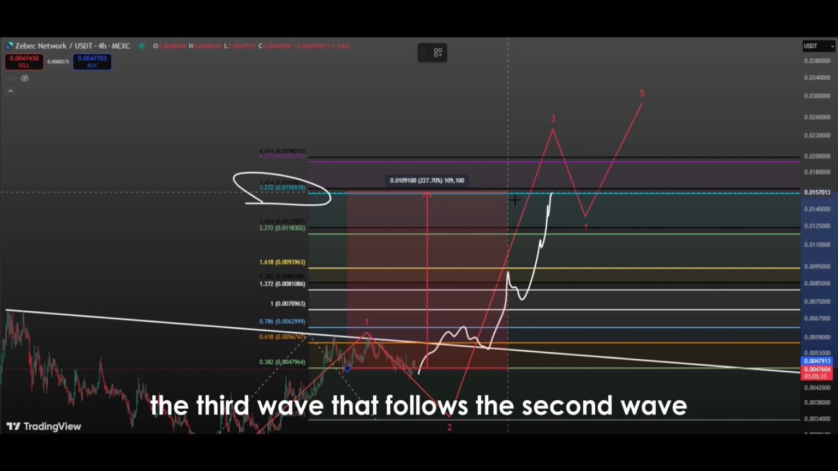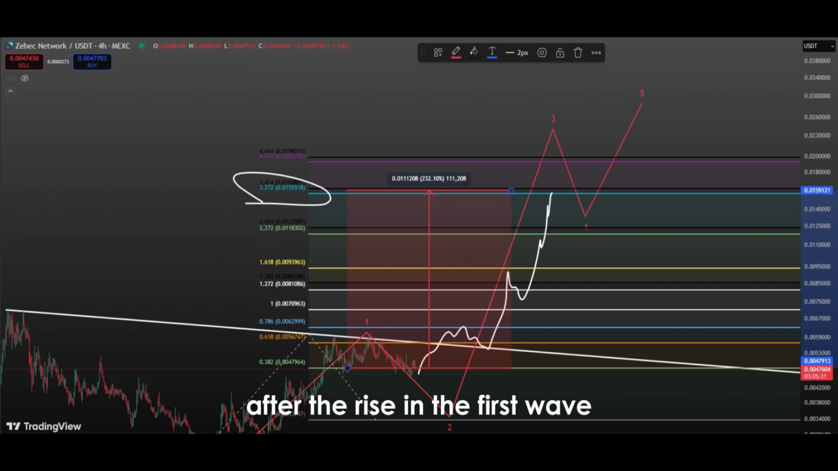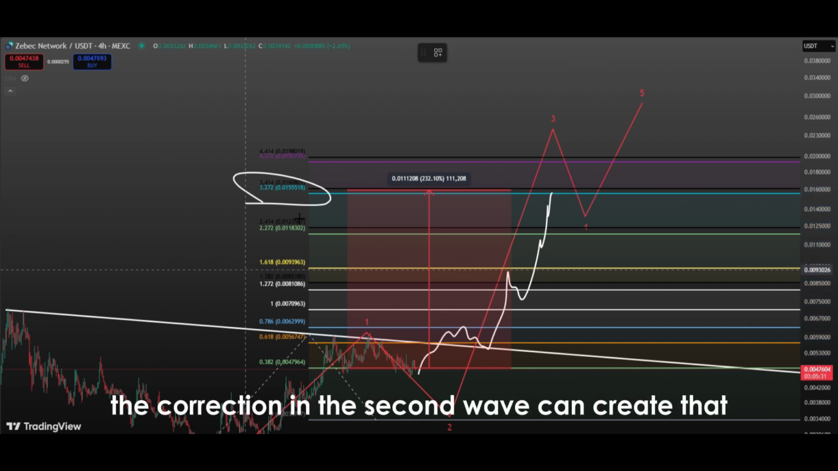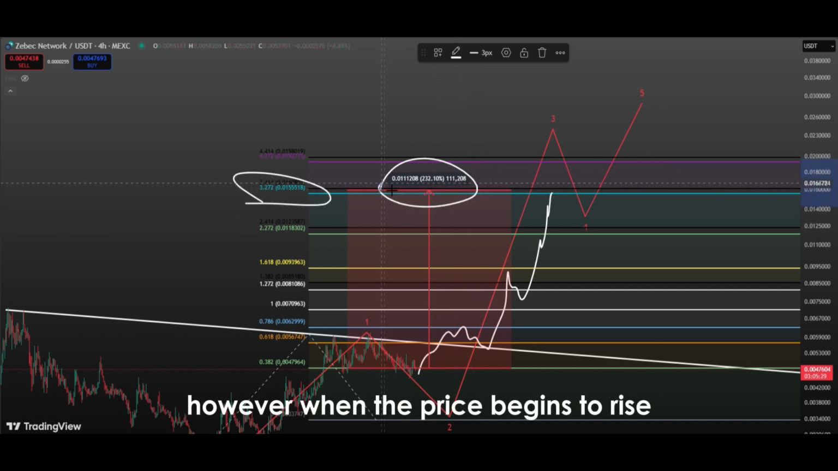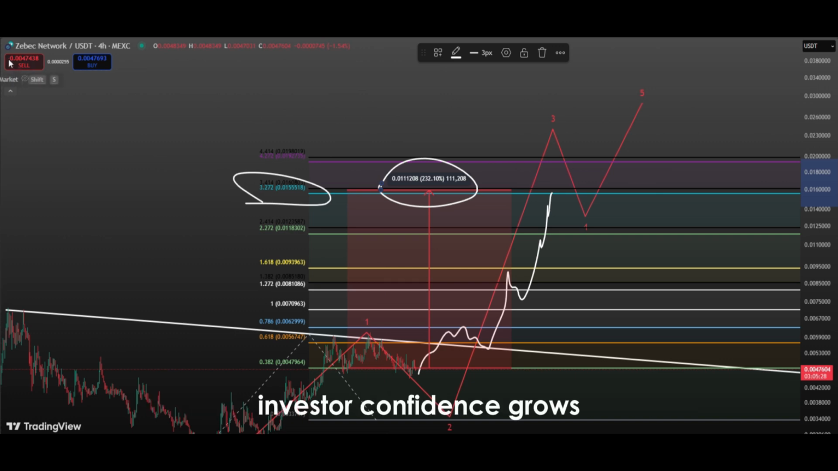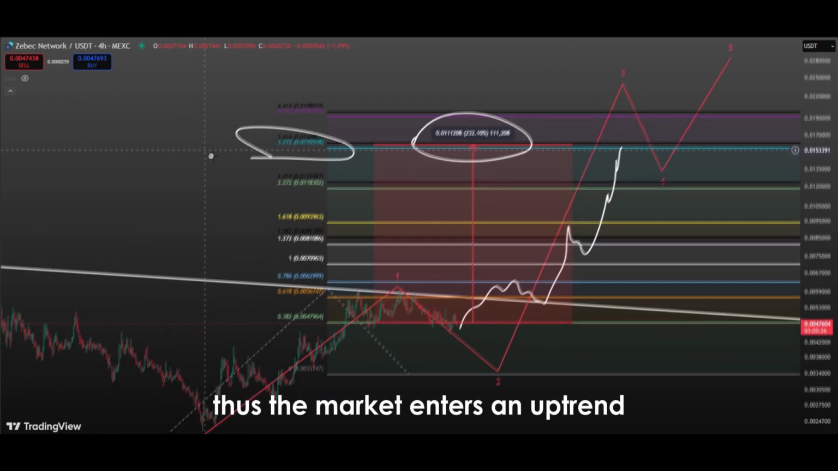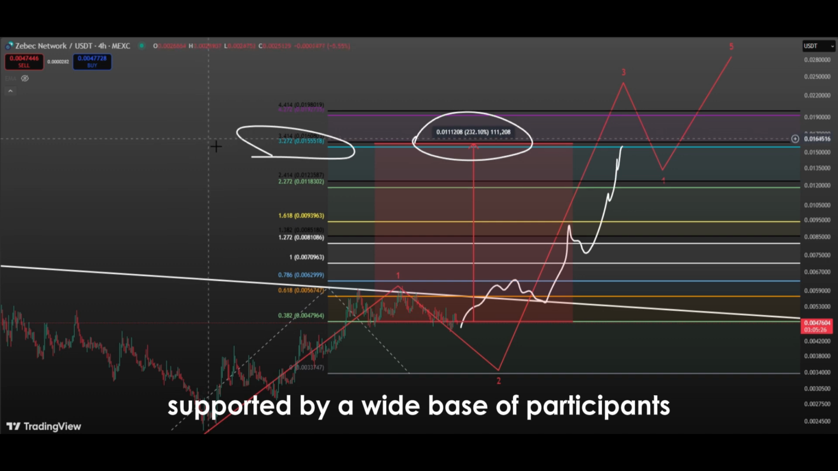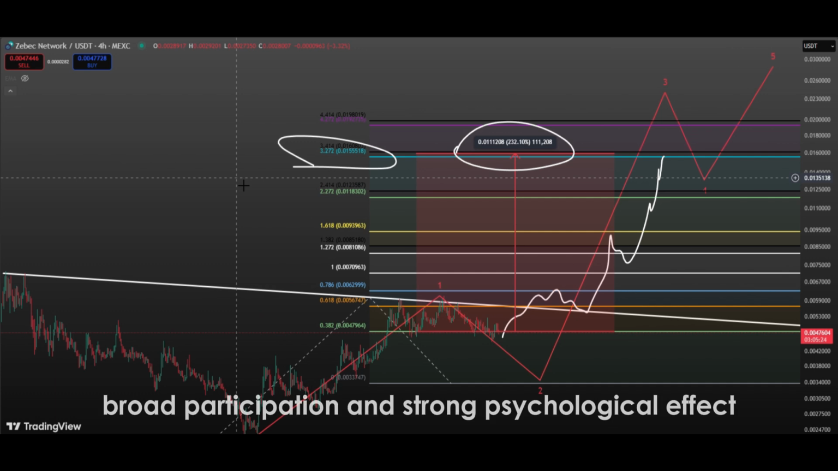The third wave that follows the second wave generally appears with high trading volume. After the rise in the first wave, the correction in the second wave can create doubts about whether the trend has ended. However, when the price begins to rise strongly from the bottom of the second wave, investor confidence grows. At this point, both short-term traders and long-term investors start buying. Thus, the market enters an uptrend supported by a wide base of participants. The main reason why the third wave is long is this broad participation and strong psychological effect.